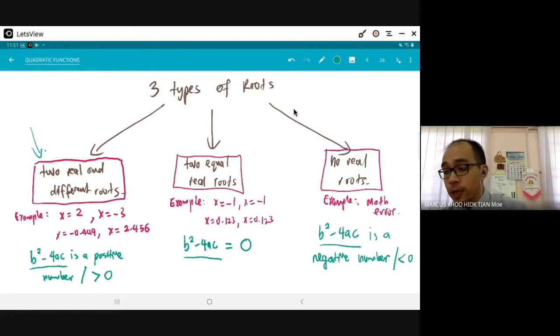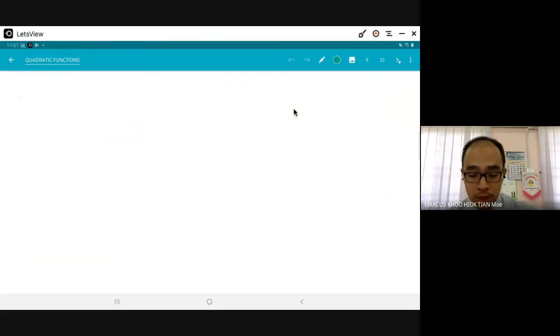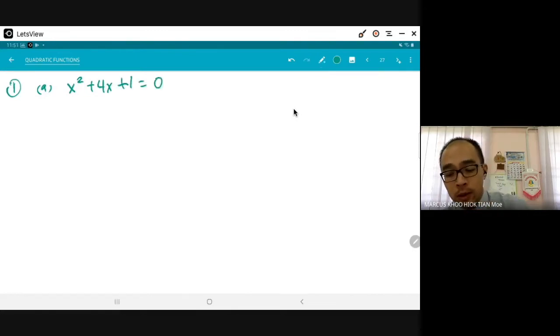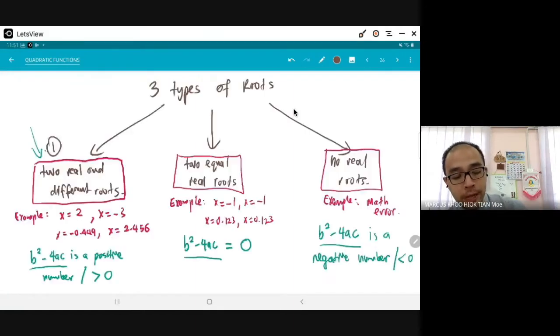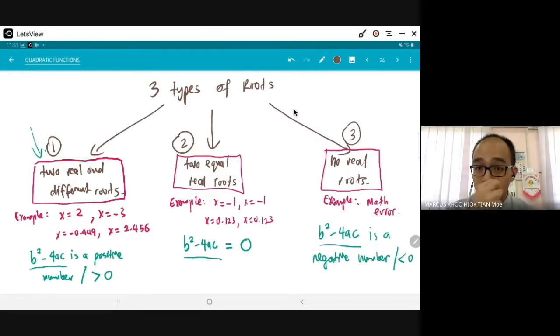Okay, so cuba kita tengok di soalan self-practice 2.4. Okay, self-practice 2.4 di page 46. Okay, question number 1. So I show you how to do first, x squared plus 4x plus 1 equals to 0. Okay, so the first thing we do is the question is determine the type of root. Okay, tentukan dia punya type of root. Is it type 1, type 2 or type 3? Itu saja yang kamu kena tentukan. Adakah dia type 1, type 2 atau type 3?